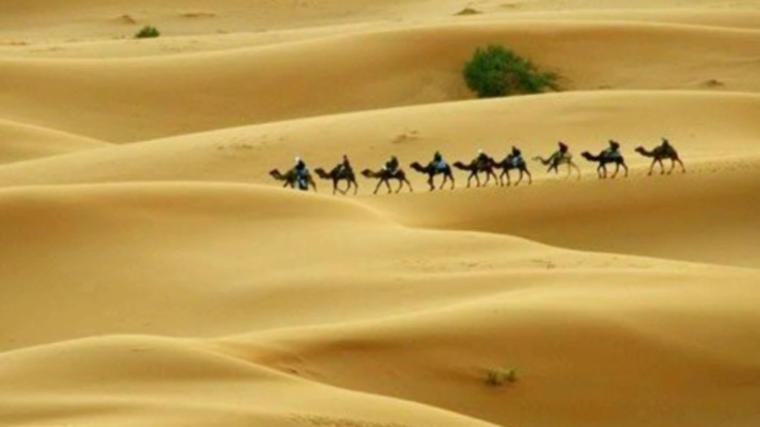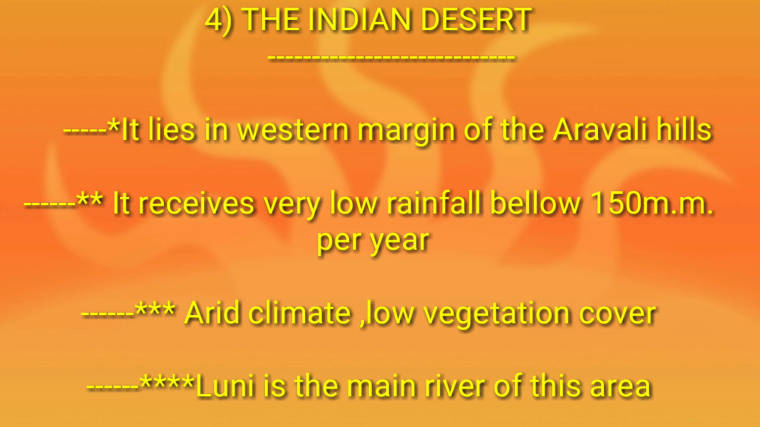Do you remember this picture? Yes, it is the Indian desert. The Indian desert lies on the western margin of the Aravalli Hills. It receives very low rainfall, below 150 mm per year. Arid climate and low vegetation cover this area, and Luni is the main river of this area.